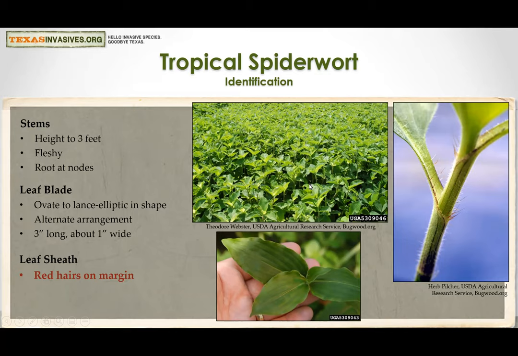The stems get to about 3 feet in height. They're fleshy. There's root at the nodes. And then you have the leaf blades pictured down here. They're ovate to lanceolate in shape. They have an alternate arrangement. They're about 3 inches long to 1 inch wide. So they alternate around kind of as a whorl, but you can see the alternation, but the red hairs on the leaf sheath are going to be important.